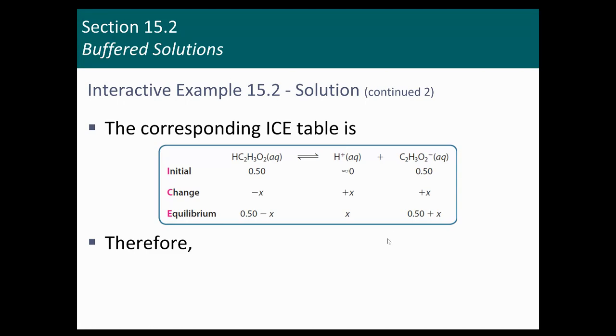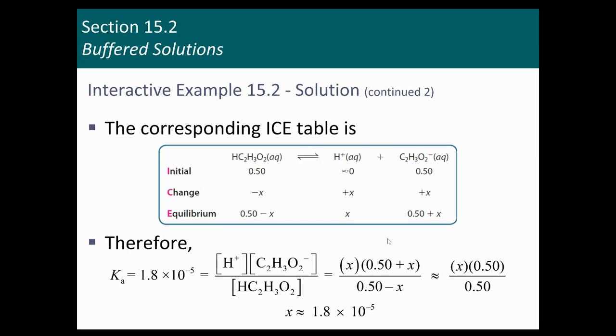Okay, so here was my ice table. I already wrote this out, so this is just our ice table. X is super tiny. And then here, just like any other ice table, we're going to put it into the Ka expression. So once again, products over reactants, and we'll plug in our values. So we have X, 0.50 plus X, 0.50 minus X.